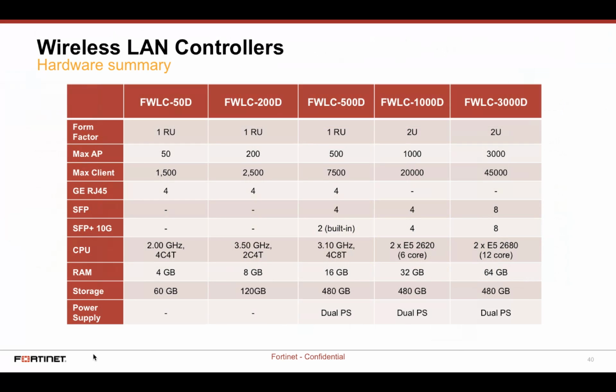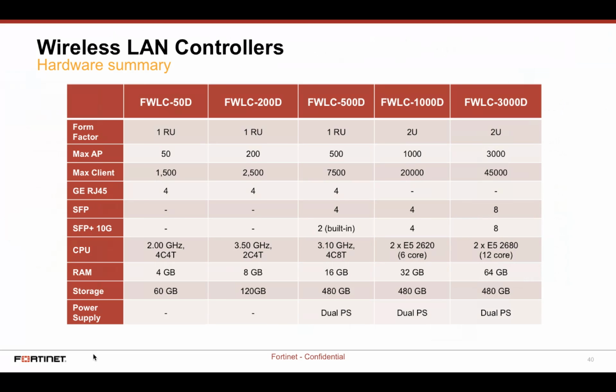So, a quick look at the controller models. We have different controller models: 50D, 200, 500, 1000, and 3000. The 50 and 200 refer to the capacity, the number of APs supported by a controller model, starting with 50 APs, 200 for a mid-size, and for a large model we have three different controllers, starting with FWLC 500D, which supports up to 500 access points and 7,500 concurrent devices. The 3000D supports up to 3000 access points. Starting with 500D, you can have a dual power supply on the controller.